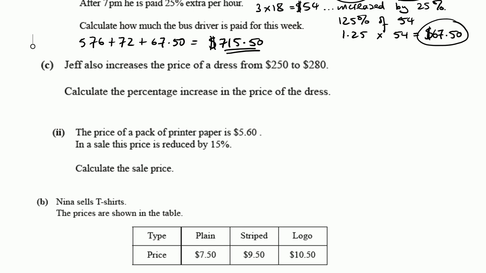Jeff's back, and he's increased the price of a dress from $250 to $280. Calculate the percentage increase in the price of this dress. Now, there's a number of different ways to approach this. What I'm going to say is this. Let's work out just the increase in the price of the dress. This is clearly $30.